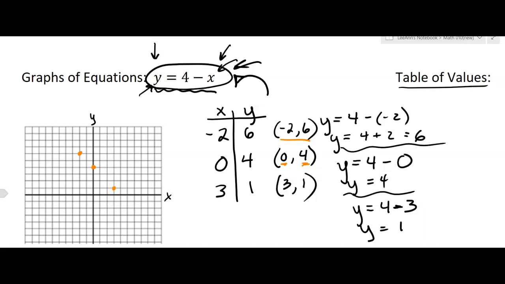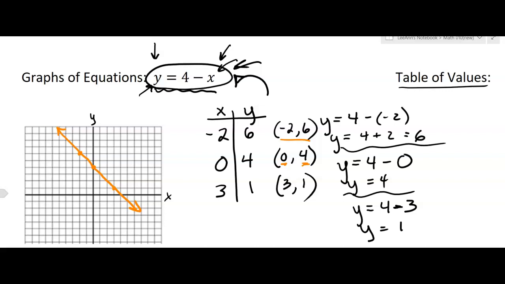Now, they're not always going to tell you. We're just starting our graphing, but later on we'll see more of that. Now, we're going to connect the points with a line. So it makes a straight line like that. A ruler helps drawing those.